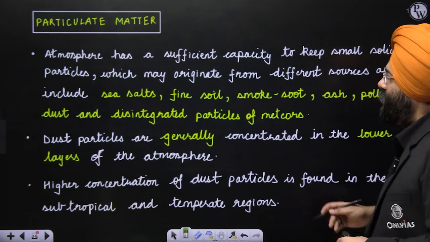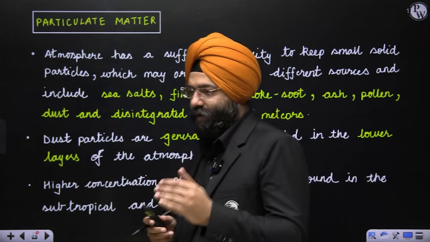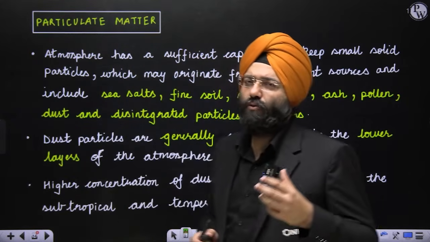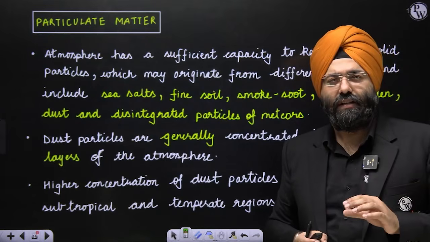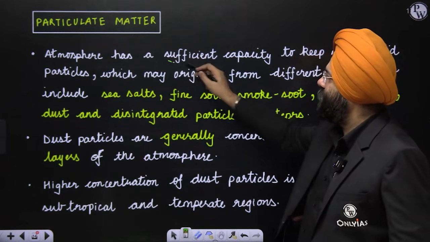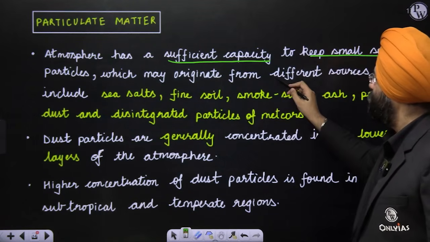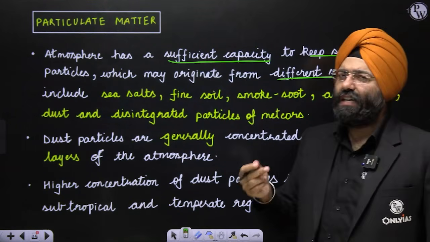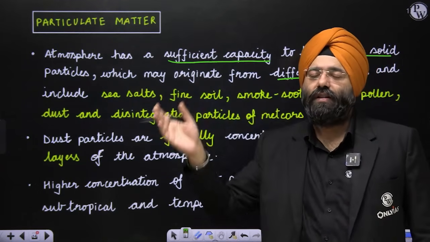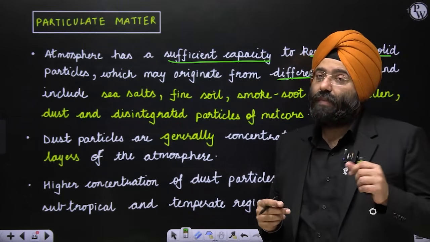Okay. Now, there is particulate matter. Particulate matter again becomes very important. This question has been asked repeatedly. A lot of dust particles and soot particles are also present in the atmosphere. The atmosphere has sufficient capacity to keep small solid particles which may originate from different sources. If they are lighter than the air, possibly they can be pulled up or displaced upward. It is a very common phenomenon. That is why these particles are present.